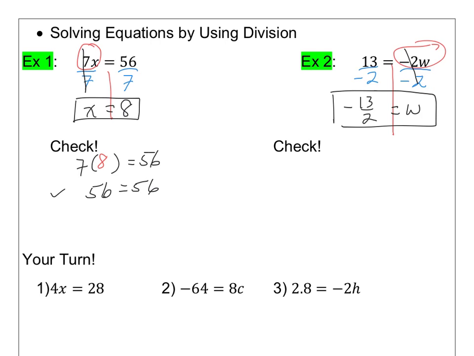So let's check it. So we've got 13 equals negative 2. Because my w is a fraction, I'm going to put 2 over 1 and multiply it by negative 13 over 2.